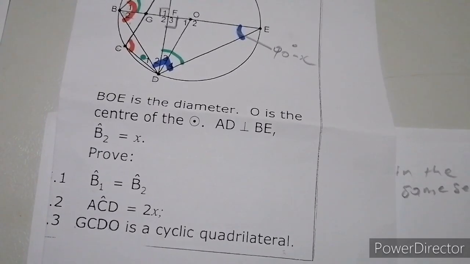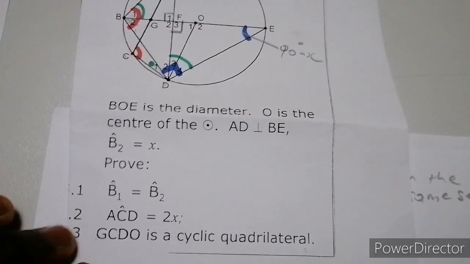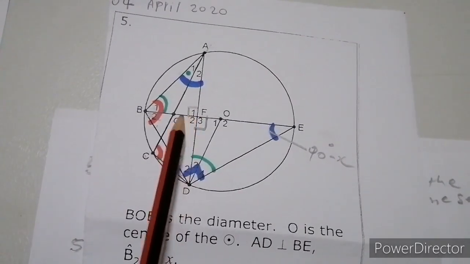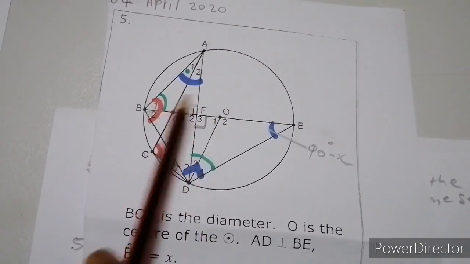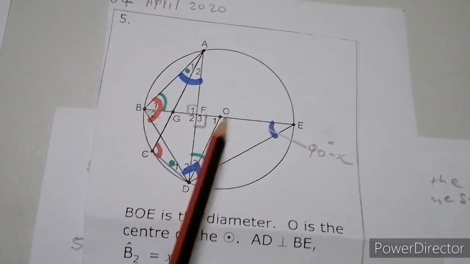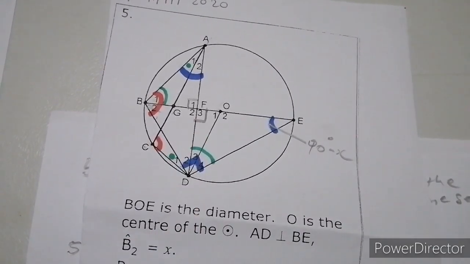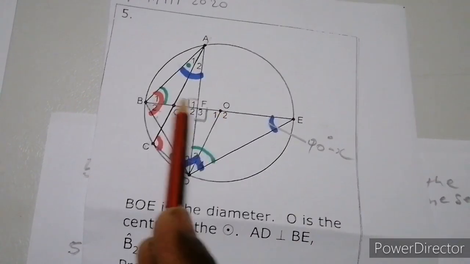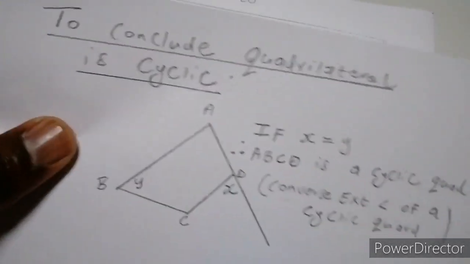Now the last question. Prove GCDO is a cyclic quadrilateral. Now, when we check on the diagram, GCDO, by the look of eye, is not a cyclic quadrilateral, but we're going to prove that it is a cyclic quadrilateral. Now, the question is, what do we look at to conclude, or what is needed for us to conclude that a quadrilateral is cyclic? Now, I have three properties here that we're going to use.